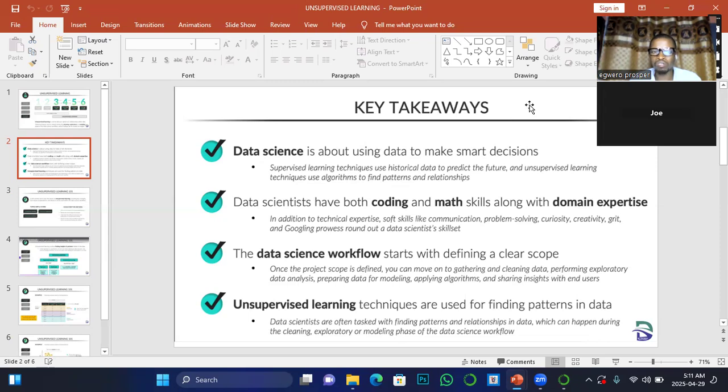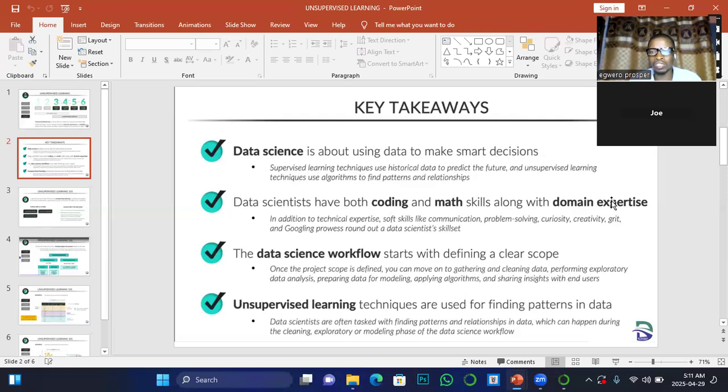Supervised learning techniques use algorithms to find patterns and relations. So we should always know that is one of the takeaways from what we have explained so far. Now, data scientists have both coding and math skill along with domain expertise. We should always bear that at the back of our mind, that data scientists have both coding and mathematics skills.